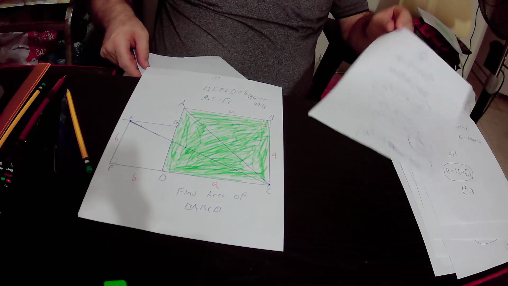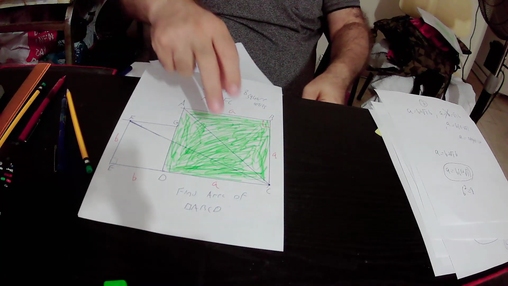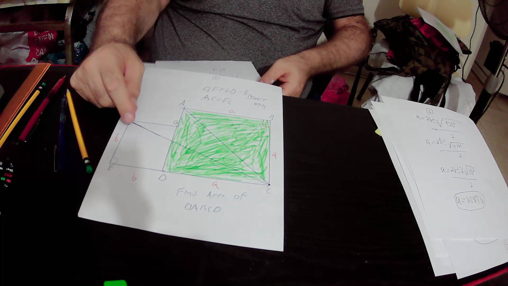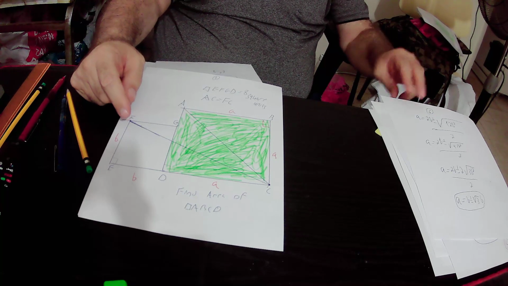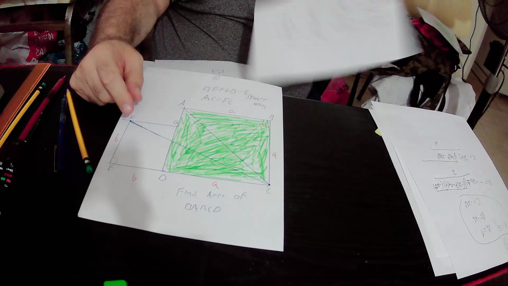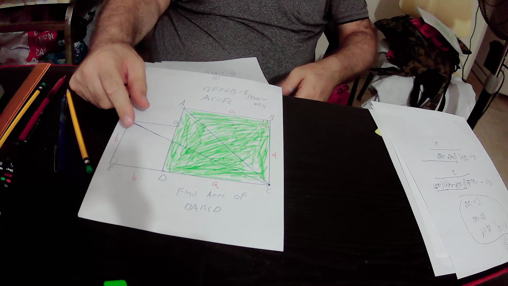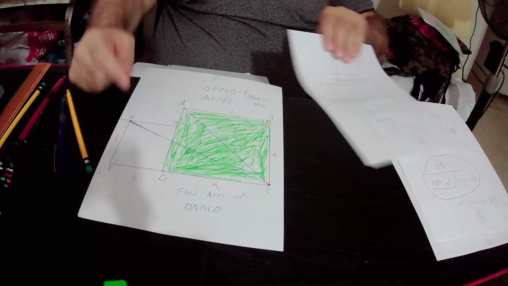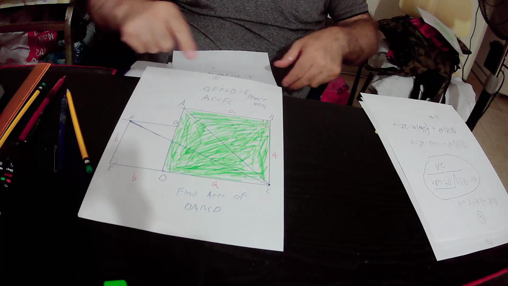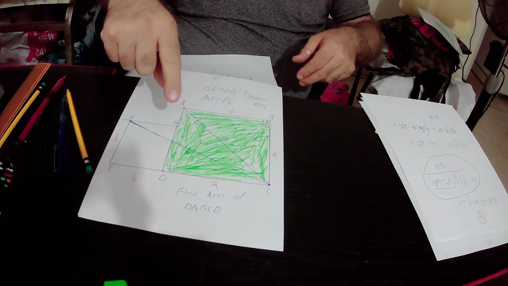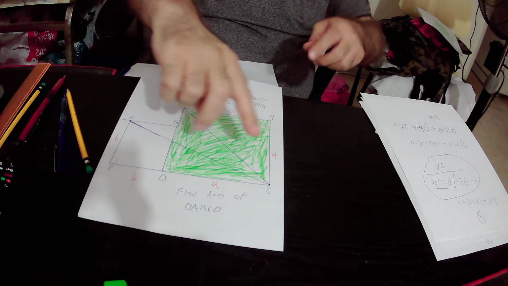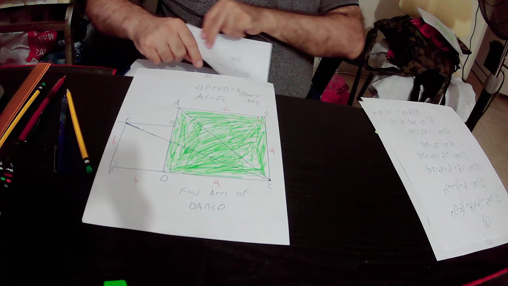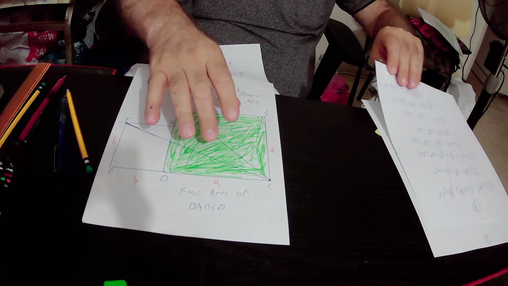Actually, we wanted to find out the area of this green square. We have the small square, square FGED, that equals 8 square units in its area. And we also know that AC equals FC. And we want to find out the area of the green square.